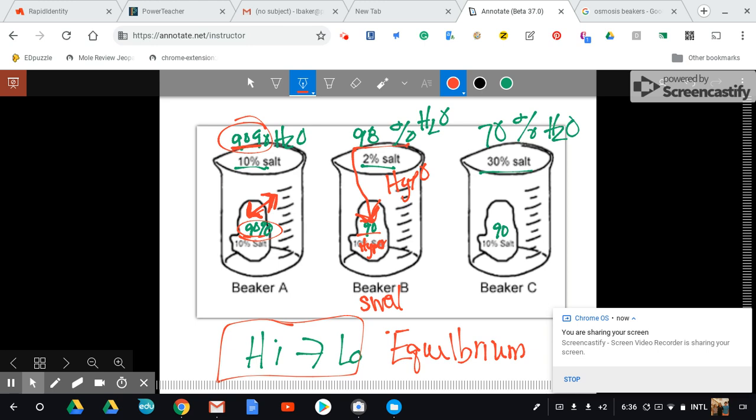All right, let's look at our third beaker. In our third beaker, we have 70% water outside, and we've got 90% inside. So we can label this solution as hyper because notice that there's more water in the potato than the concentration on the outside. So remember, you always go from high to low, or hypo to hyper. That means the water is going to go out of my cell. So that potato is going to shrink.